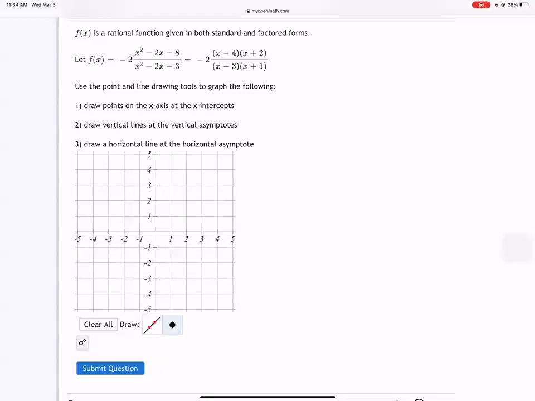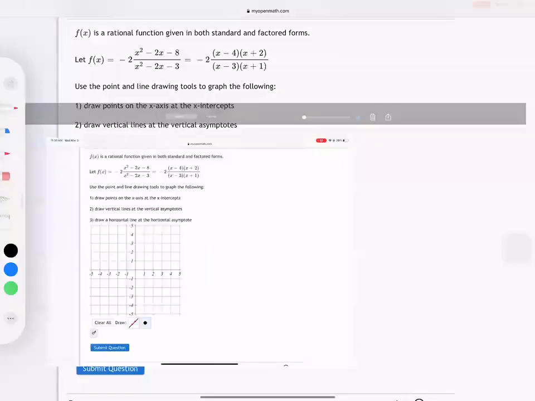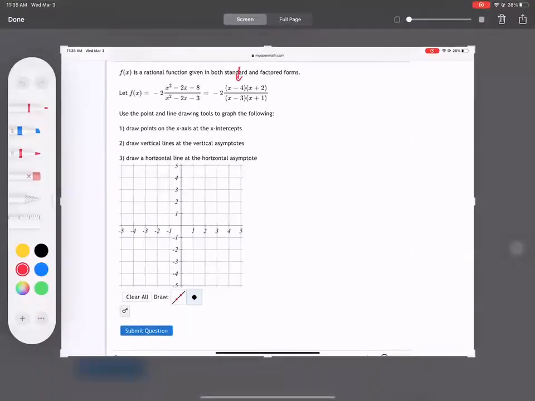So what's the x-intercepts? It's when the top of the problem goes to 0. Okay, what's 0 divided by any number? That's 0. 0 divided by 5 is 0. 0 divided by a million is 0. So can you guys look at the top portion here of this fraction and tell me what numbers would make the x minus 4 and the x plus 2 go to 0?